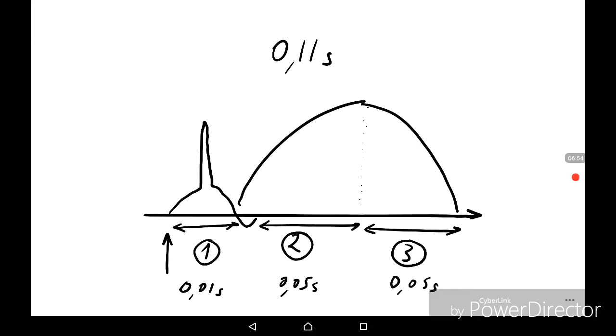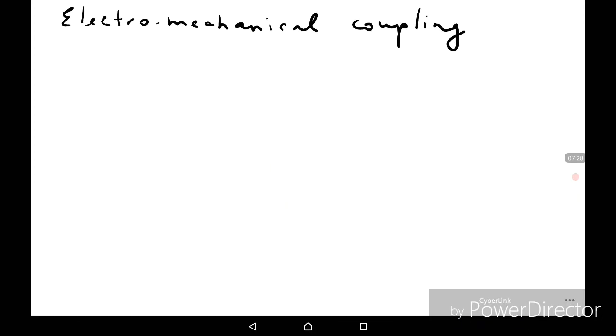Next question is the electromechanical coupling. Electromechanical coupling, that is the mechanism that is converting the electrical process on the membrane, the depolarization of a membrane, into the mechanical processes, shortening and relaxation. So now we will discuss the electromechanical coupling in the muscle contraction.